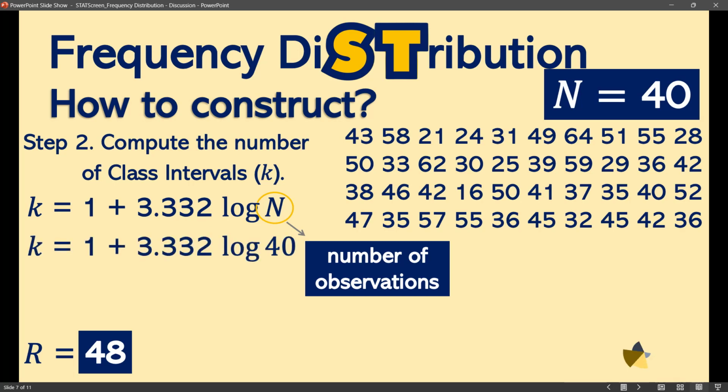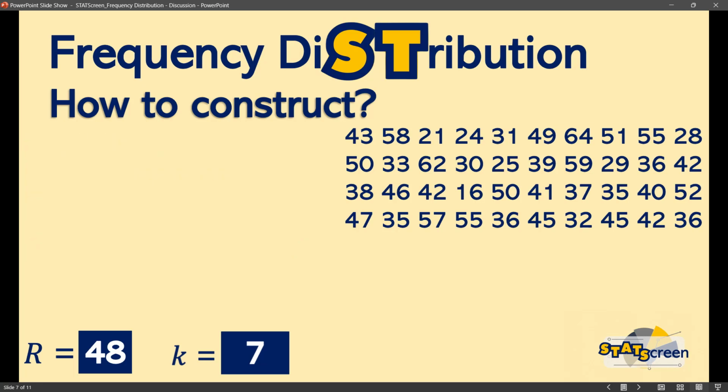By using any calculator, you would get a result of 6.34. But since we are determining the number of class intervals, which are whole numbers in nature, let us round it up to 7. Instead of rounding it down, let's round it up to 7. Again, let's take note of this as we proceed to step number 3.